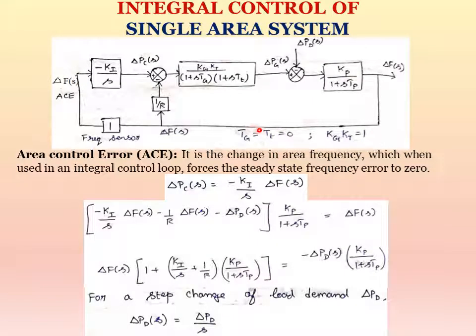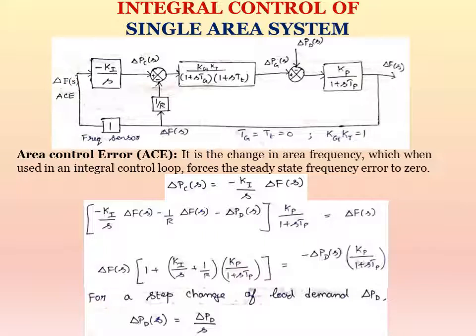This is the block diagram of the integral control of the single area system. Normally in a single area system we will have only this loop, that is the primary LFC, load frequency control loop, with the governor, turbine and the power system. With the inclusion of the integral control, that is your integrator and the frequency sensor, we call this second loop the secondary LFC loop, right?